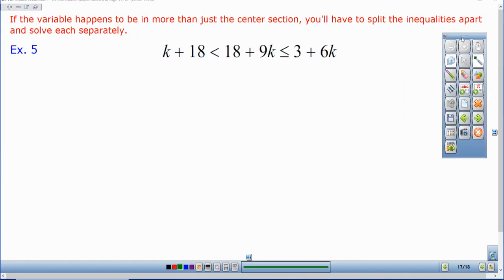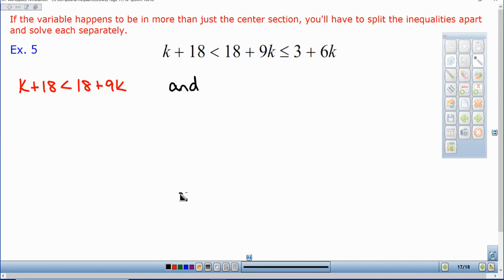Let's look at another one that's a little different, a little more difficult for us. We are going to have to separate these into two inequalities because we're seeing the variable not only in the middle, but on the left and the right. And so we are going to write this as k plus 18 is less than the expression 18 plus 9k. And the second inequality will be 18 plus 9k is less than or equal to 3 plus 6k.